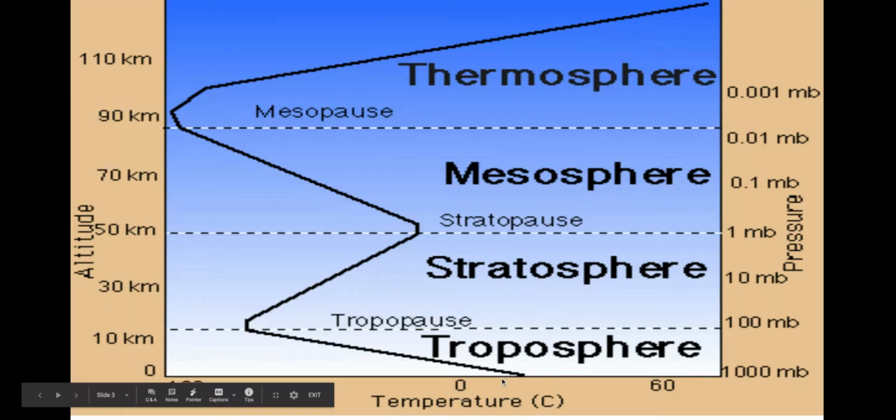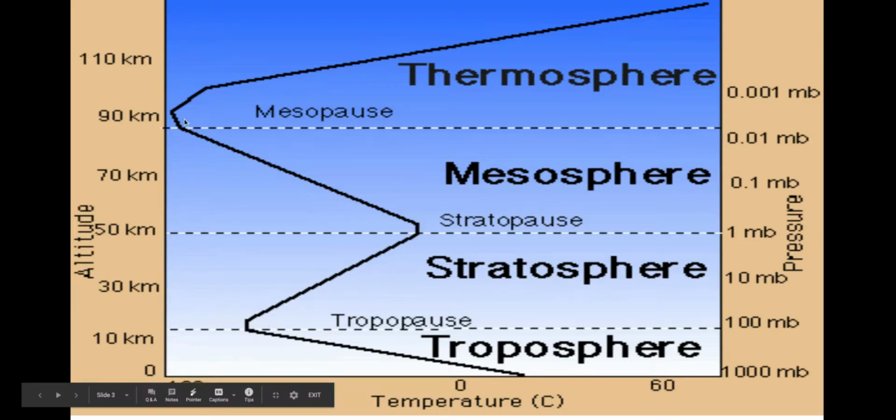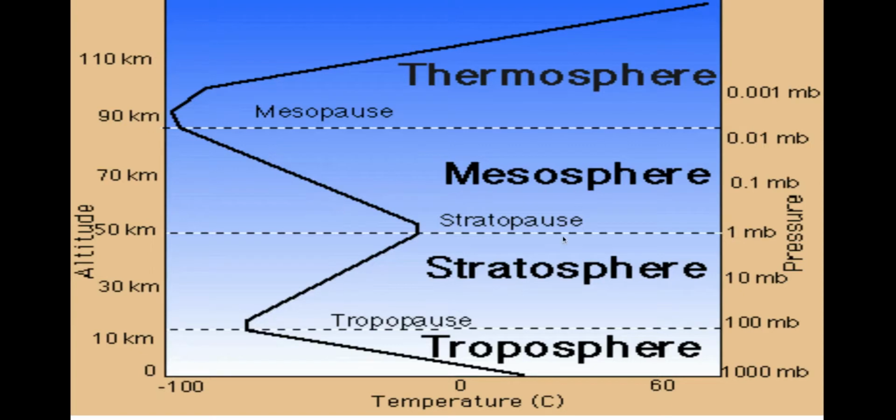So the temperature of the troposphere, this is obviously in Celsius, as you go up, the temperature is going to decrease, meaning that it's going to be warmer closer to the Earth. And then the temperature will go back up in the stratosphere, go back down in the mesosphere, and then continue to climb as you go up the thermosphere.